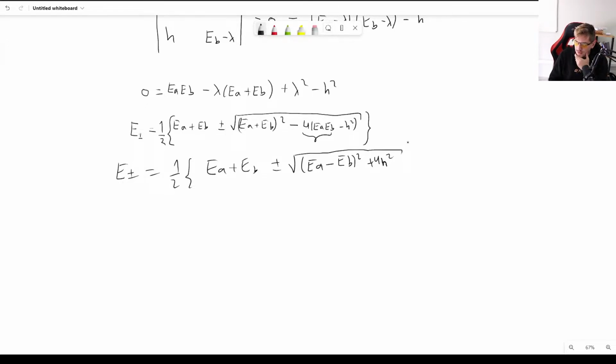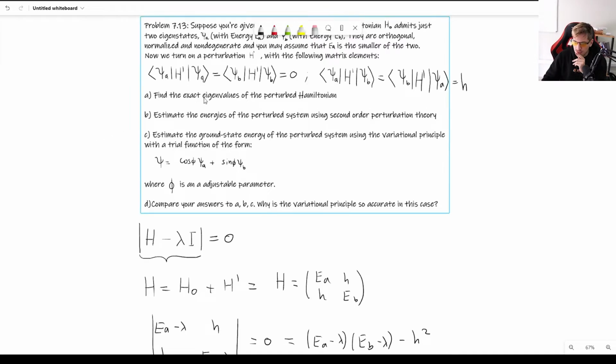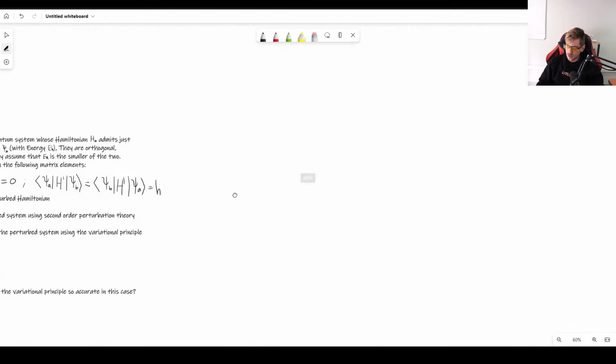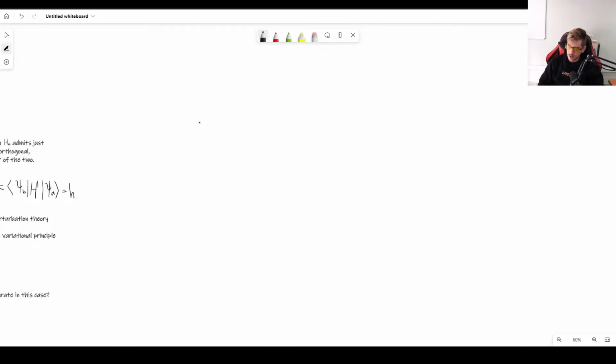There we go. So this is our result from part 1, right? These are the exact energy levels. So what about part 2? This time we want to do it using perturbation theory. So in second order perturbation theory, what we need to do is just take our 0th order, which in this case we have EA0, for example, and EB0, which of course are simply EA and EB.